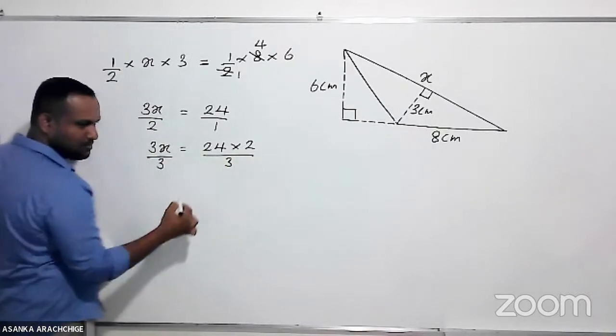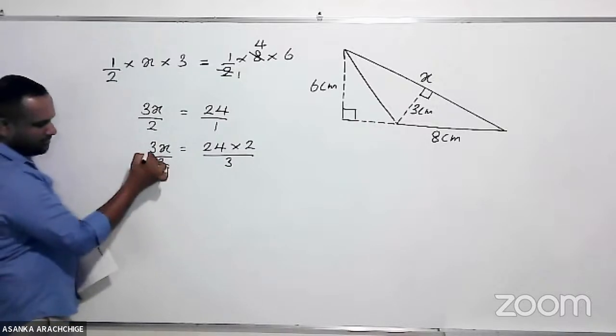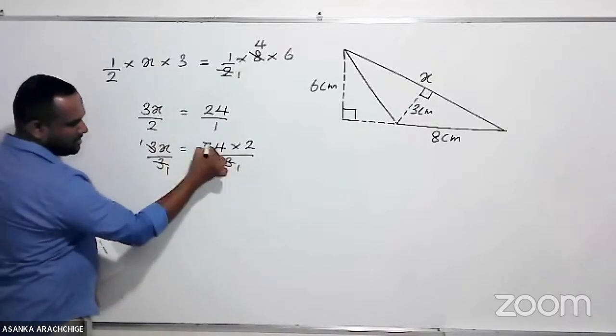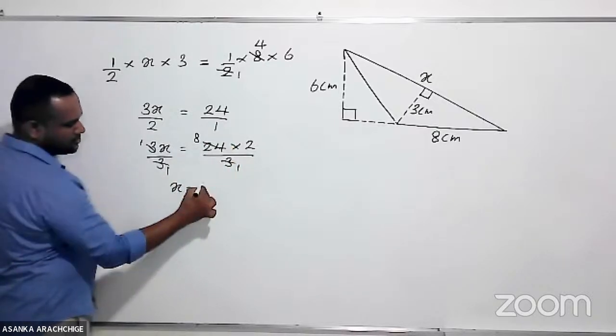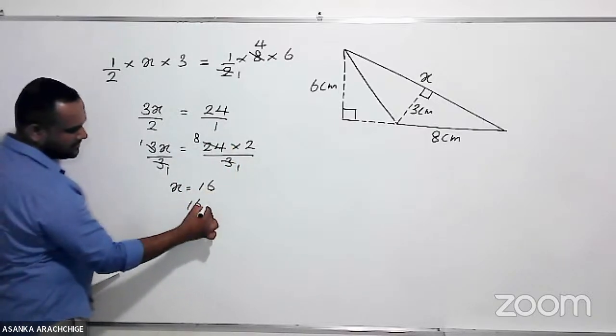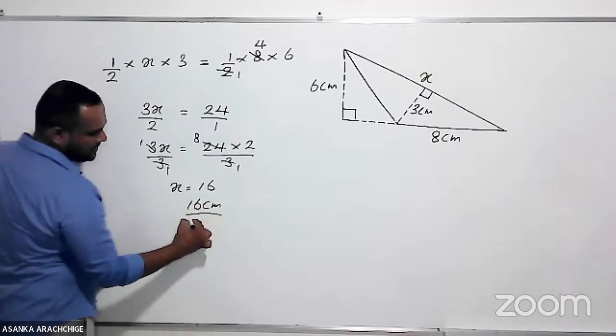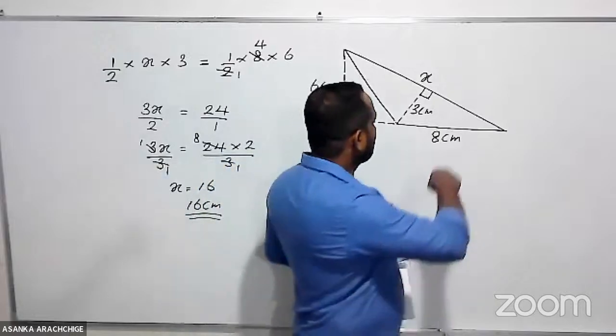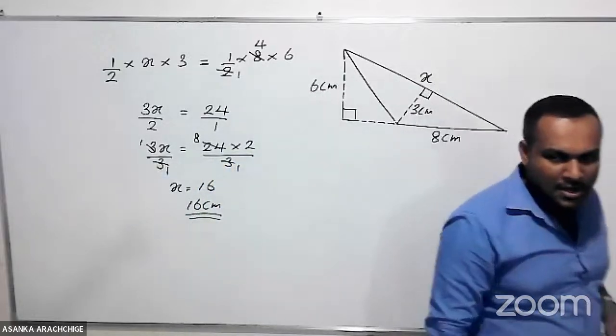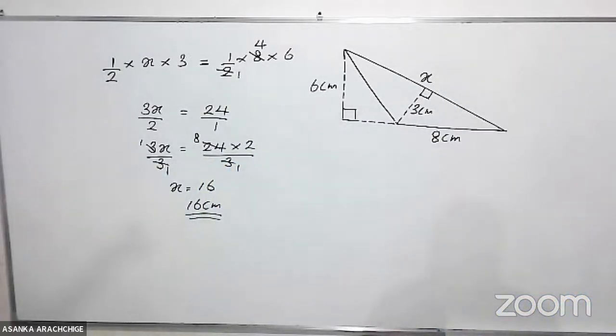Can you understand it? 3 times 1, 3 times 8, x equals 8 times 2, 16. Answer: 16 centimeters. That is the length of this side, which is denoted by x.